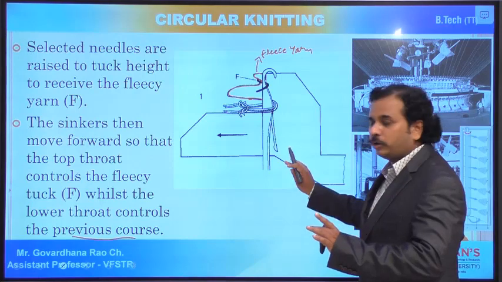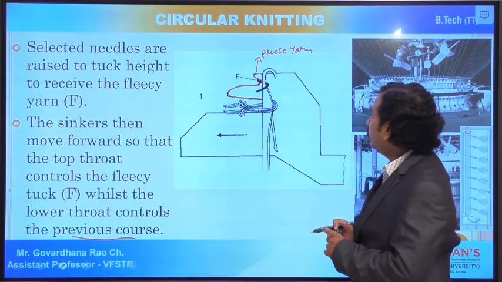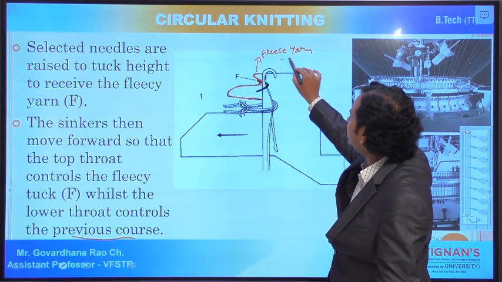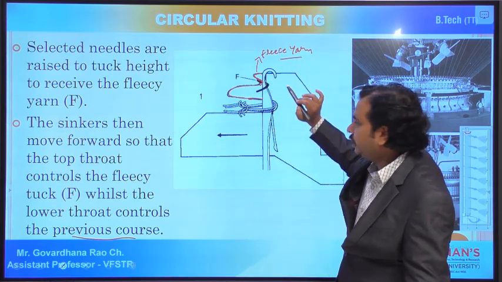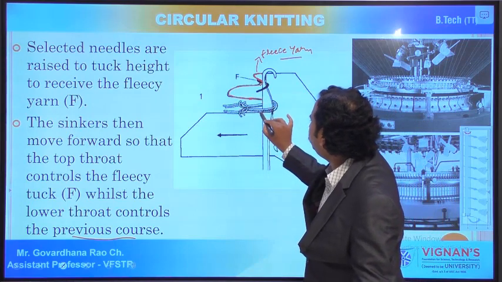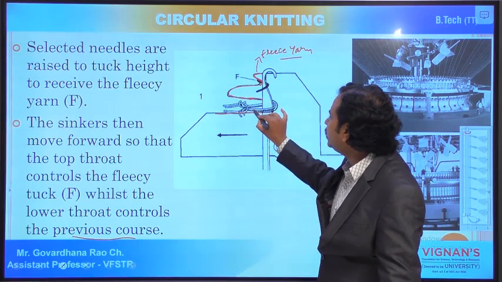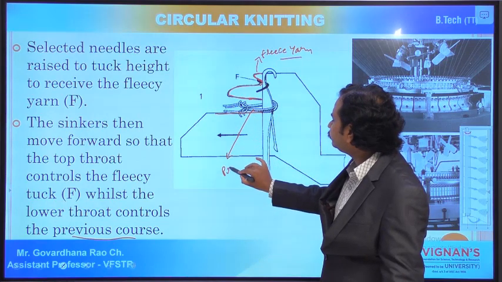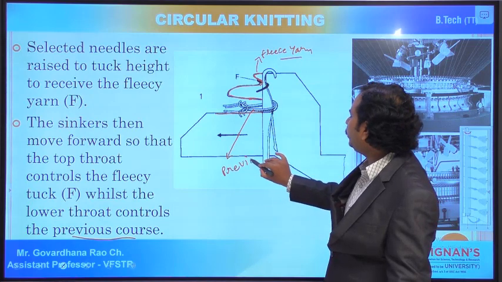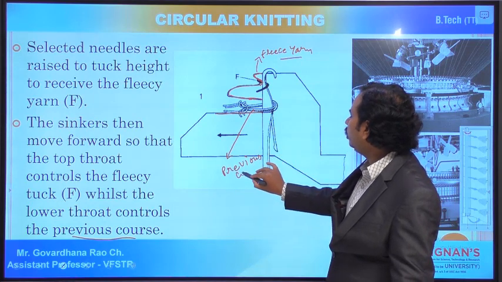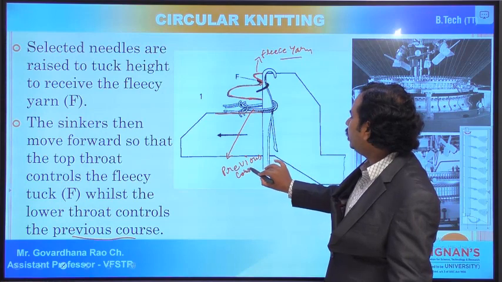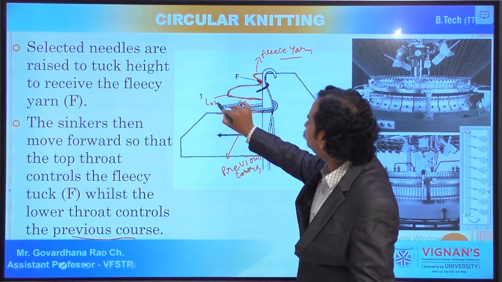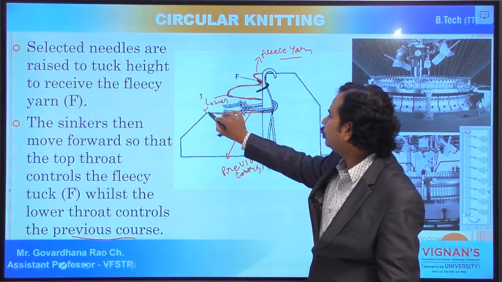I think you have understood. Once again I am repeating: this throat controls, or holds, the fleece yarn, and this throat holds the previous course. The previous course is controlled with the help of the lower throat of the sinker.